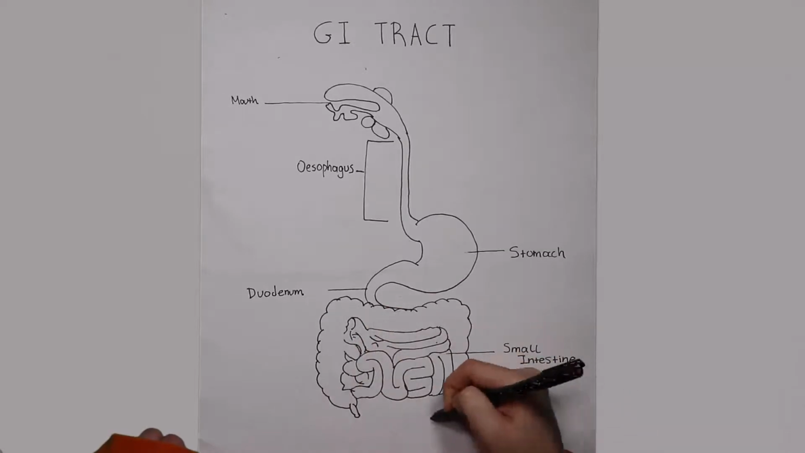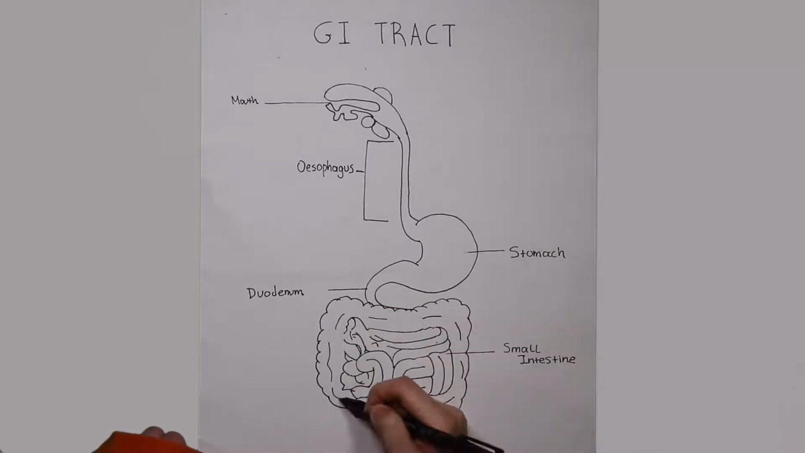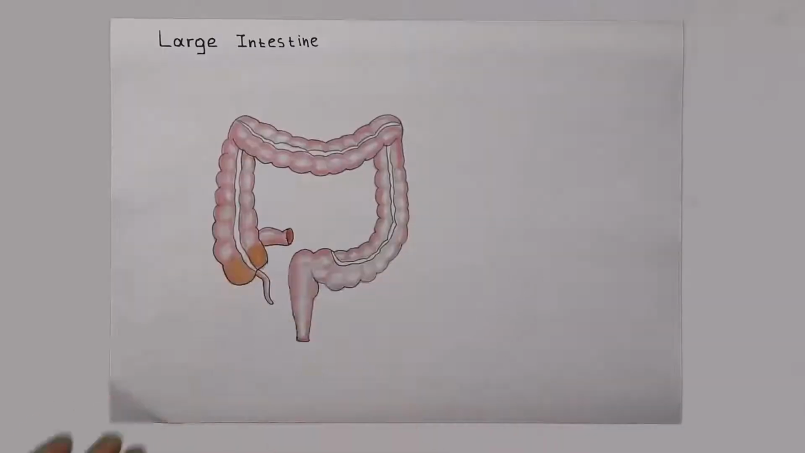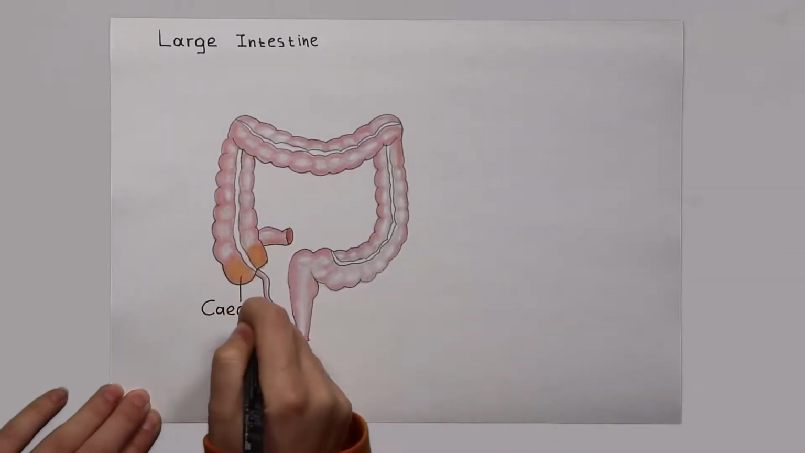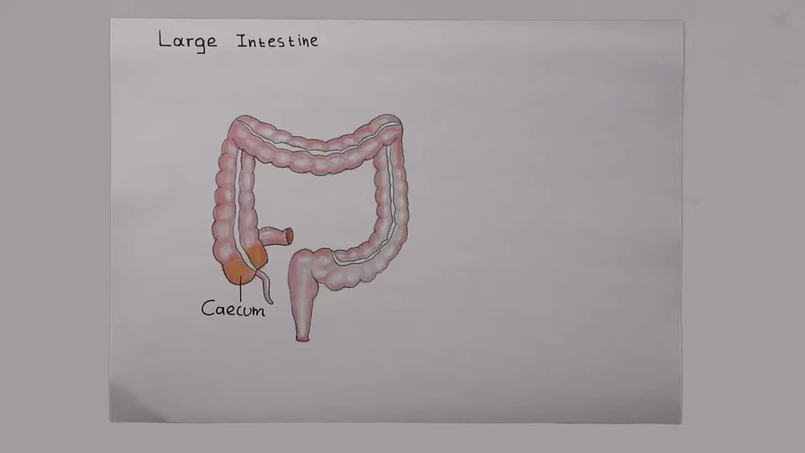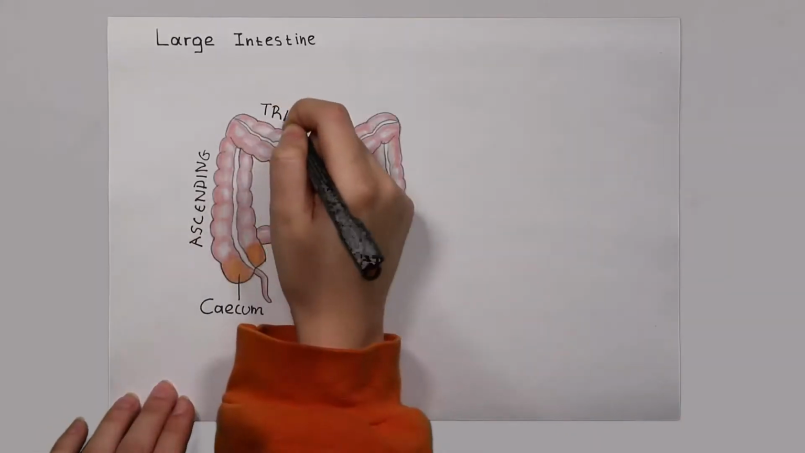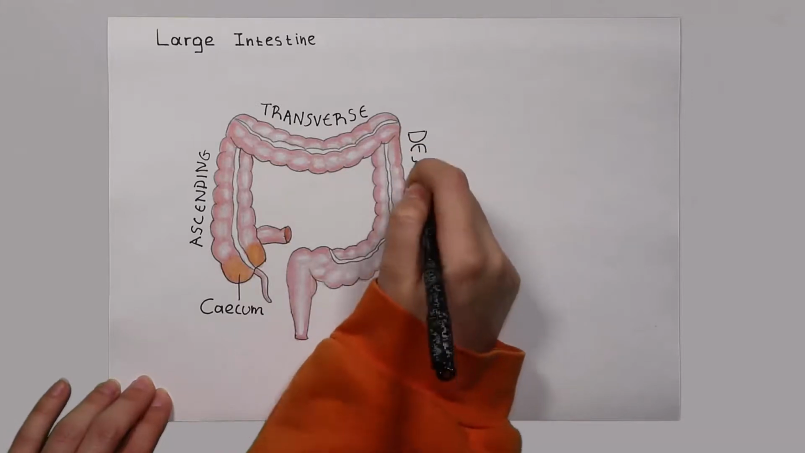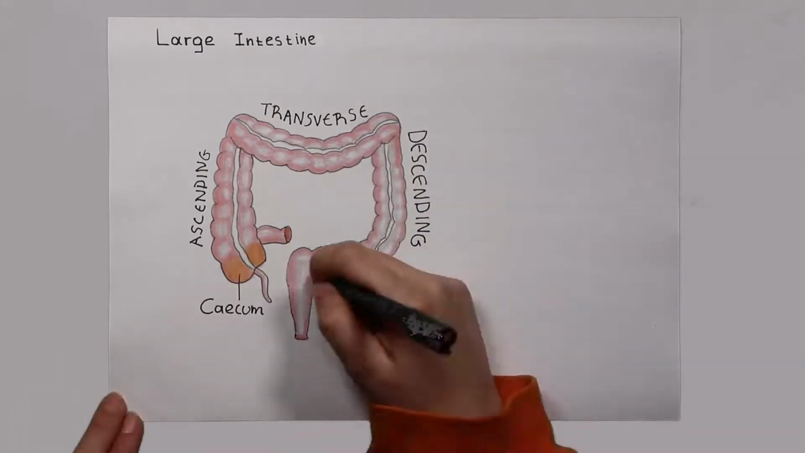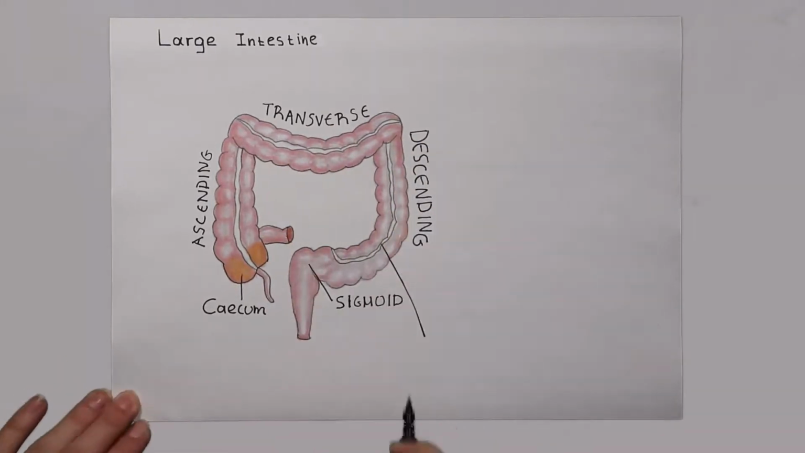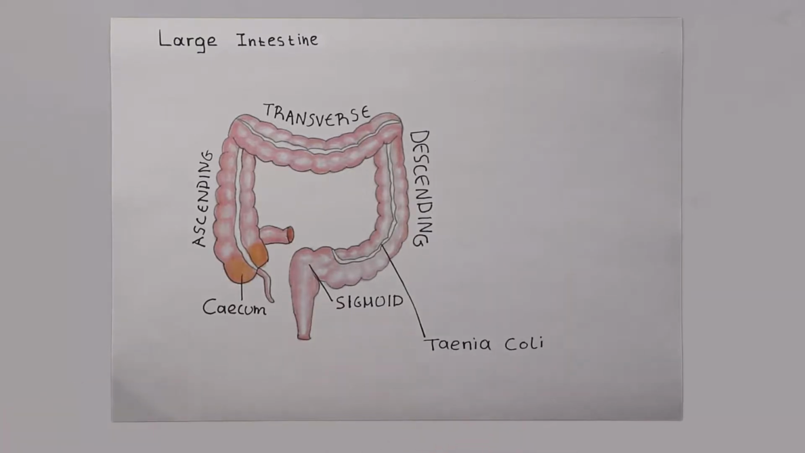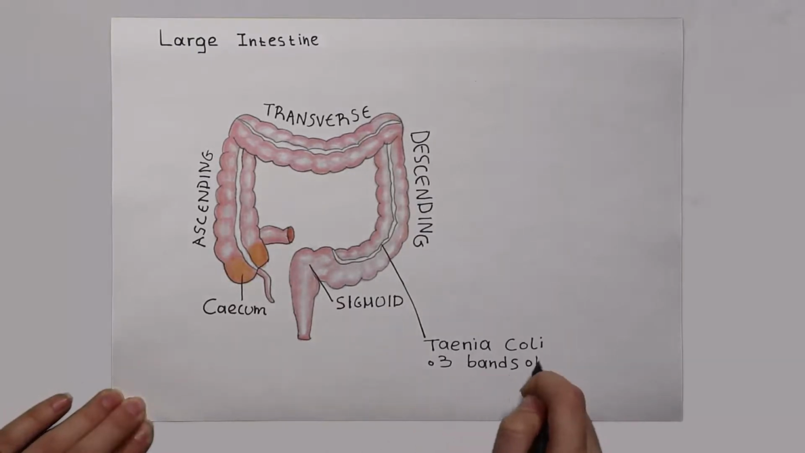Now let's focus on the large intestine. The cecum is a pouch-like structure that is the beginning of the large intestine. Chyme enters via the ileocecal valve. The large intestine has 4 other sections: the ascending colon, transverse colon, descending colon, and the sigmoid colon. Each section is continuous and has teniae coli, 3 bands of longitudinal muscle.